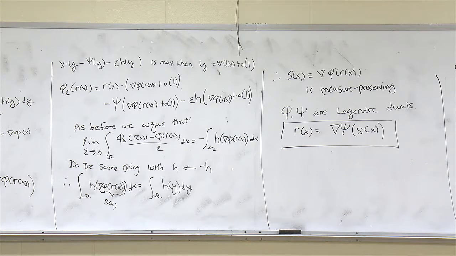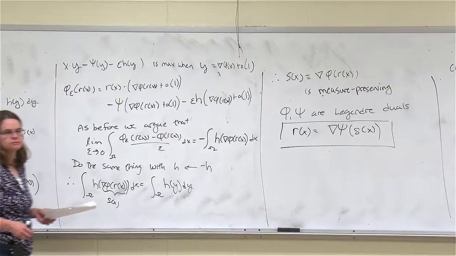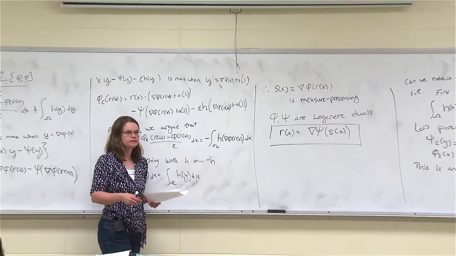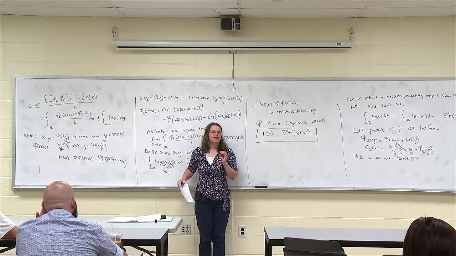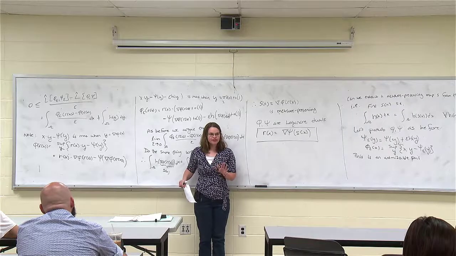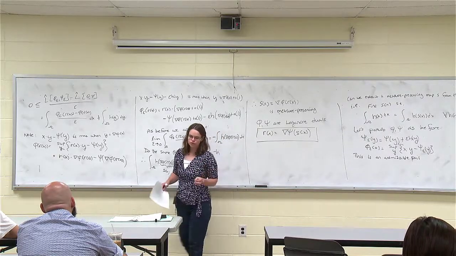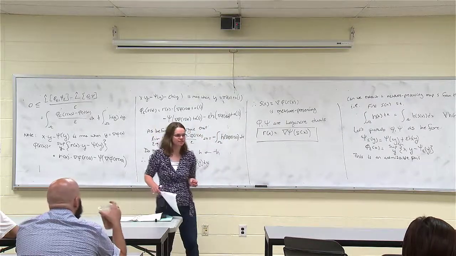Any questions here? How do you know the mapping is unique? So it's not necessarily. It's going to be unique in some sort of L2 sense, right?